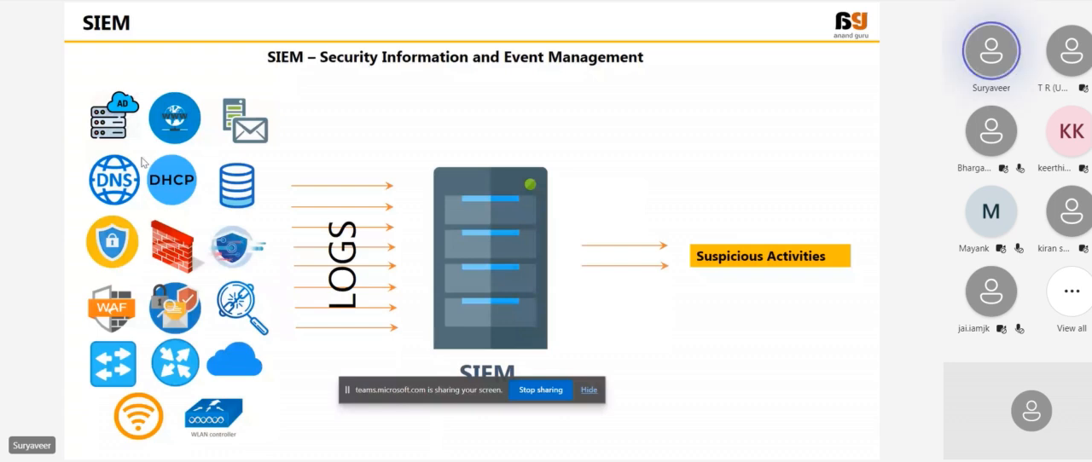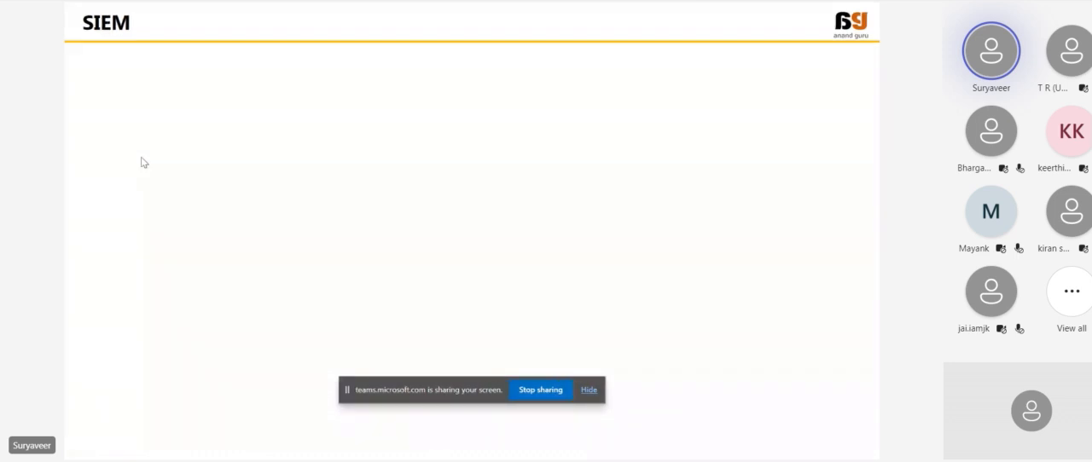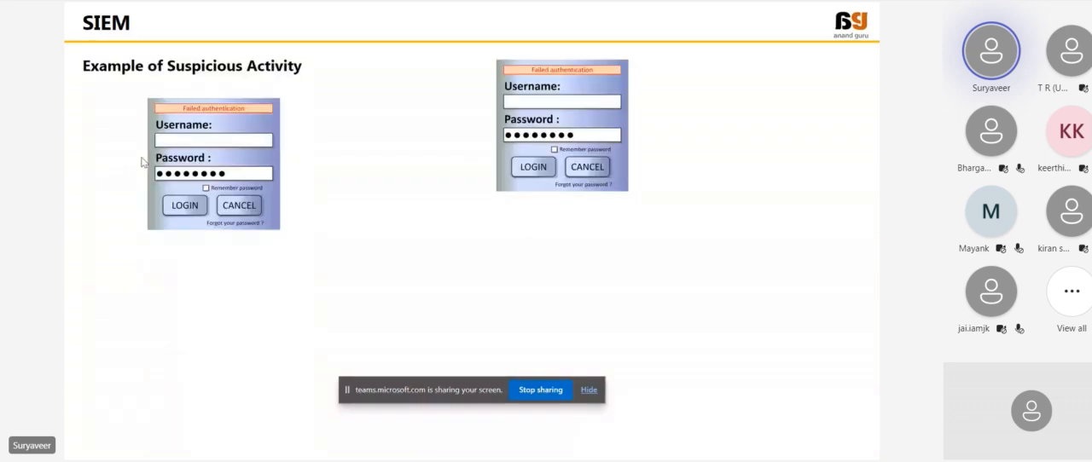So these suspicious activities, we call them alerts, which we, the security analysts, analyze and take the necessary action based on the maliciousness. Whether the alert is malicious or not, suspicious or not, we will decide the next course of action out of it. So, an example of suspicious activity is when you try to enter the username.